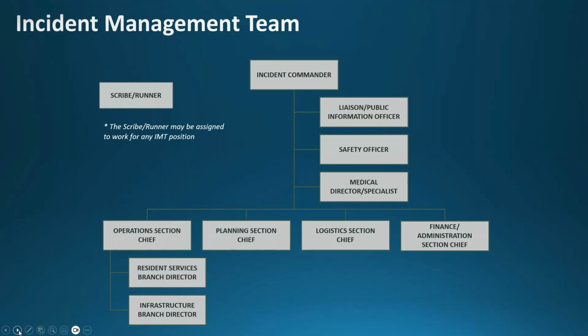In any case, incident commander is at the top, and then we saw all of these, and then under the operations section, you should see resident services branch director and infrastructure branch director, and those roles both report to the operations section chief. And we're going to talk about what each one of these roles do. And you can see there's one off to the left on the top here. It's called scribe and runner.